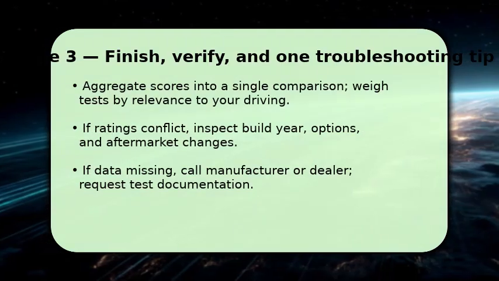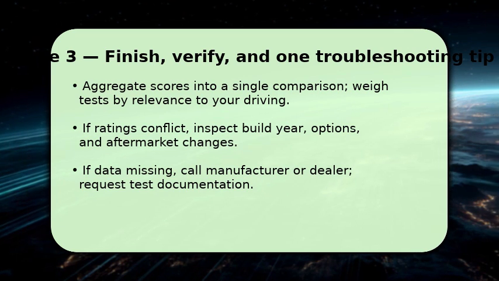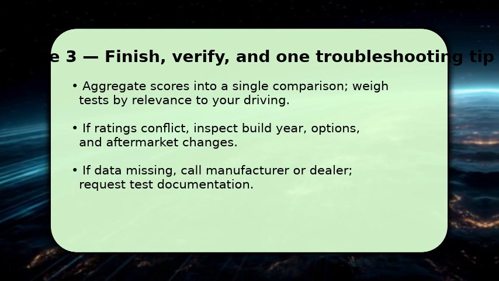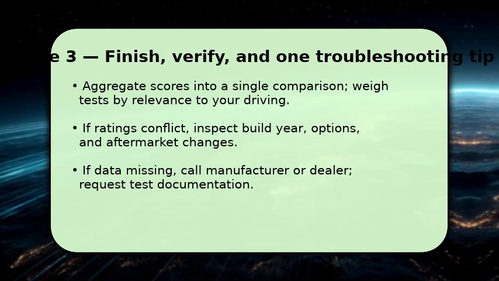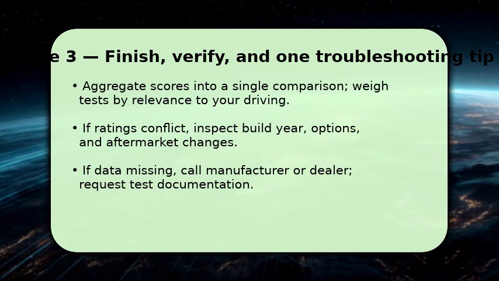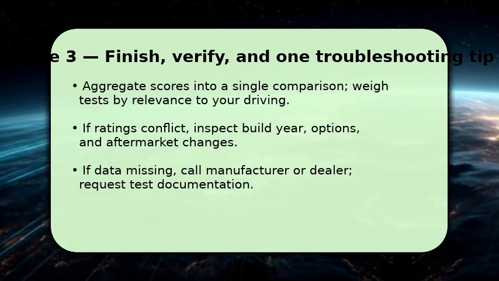You finish by aggregating the ratings and translating them into practical risk. Prioritize tests that match your common crash scenarios and driving conditions. If ratings conflict, double-check build year, optional safety packages, and any aftermarket modifications that might alter performance. Those details often explain discrepancies.